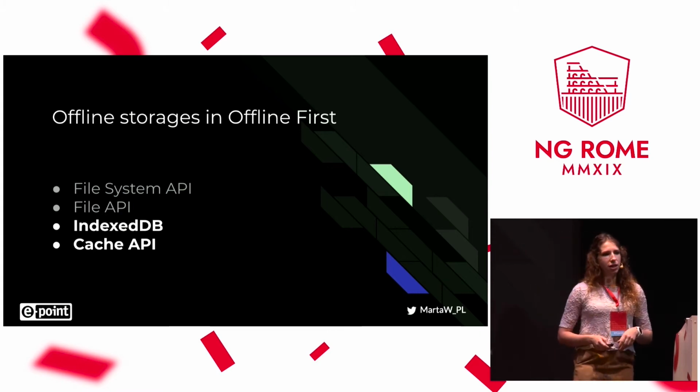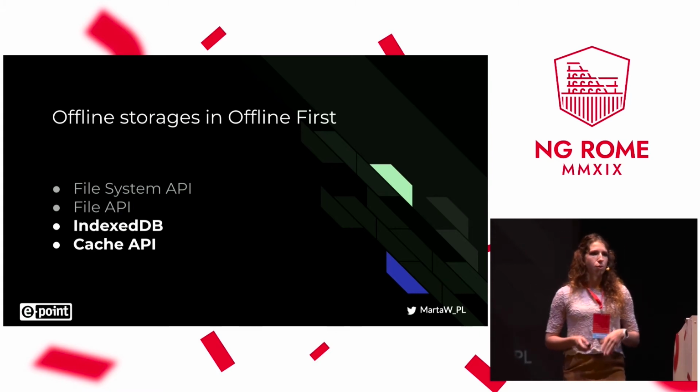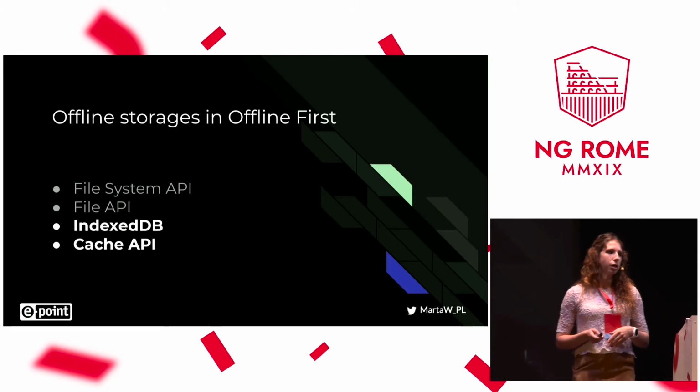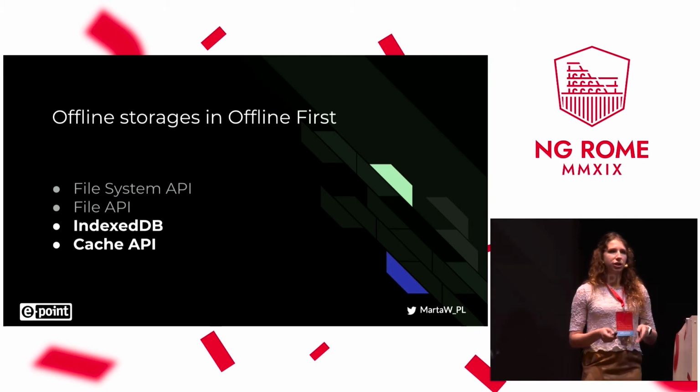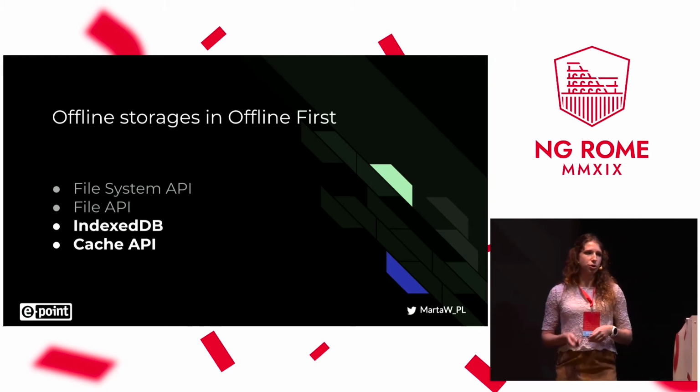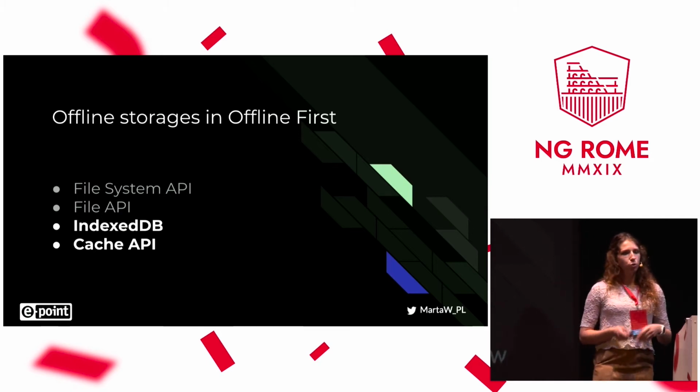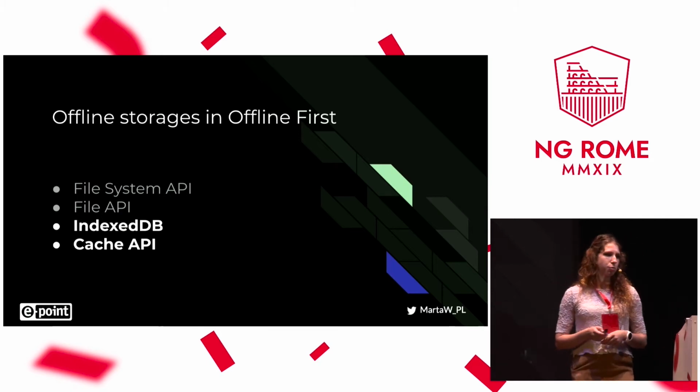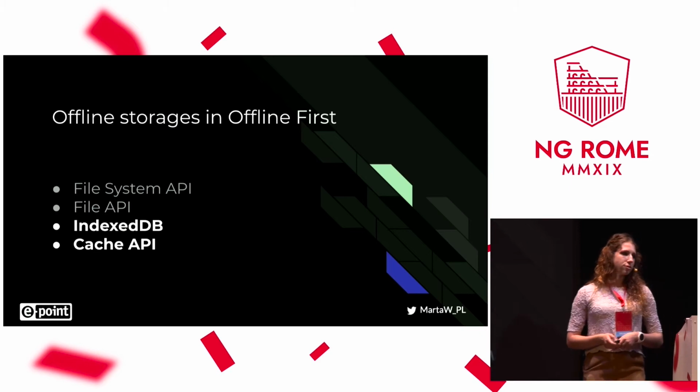IndexedDB is a NoSQL database where you can store pairs of key and value. And it's really cool because you can store different types of data. It could be JSON, strings, blobs, and so on. And it works everywhere, so it has great support in browsers.